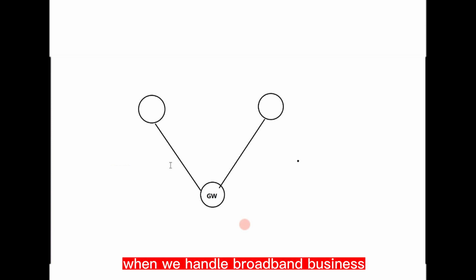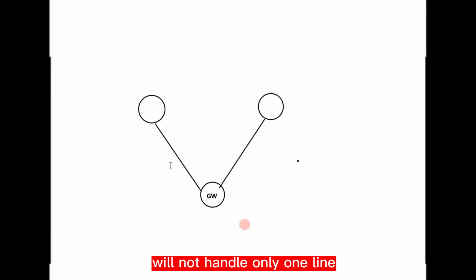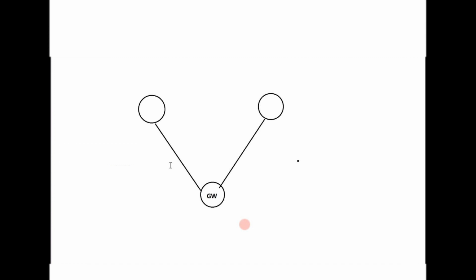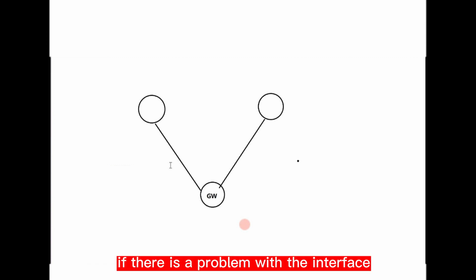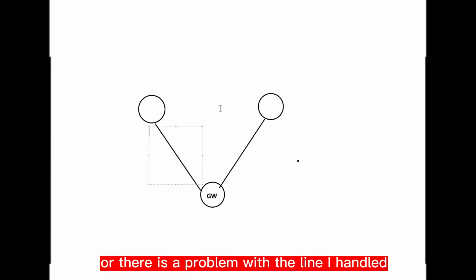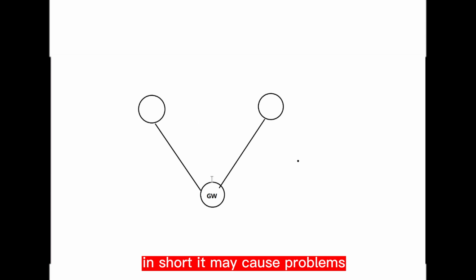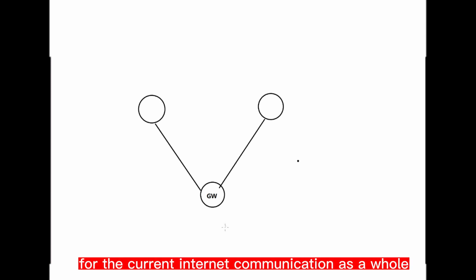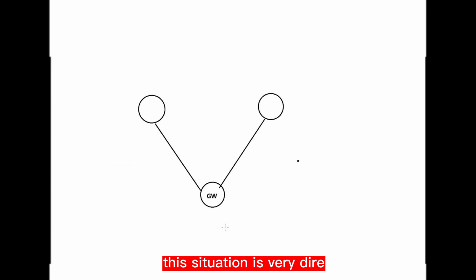When we handle broadband business, we'll not handle only 1 line, because it's called a single line. A single line is prone to a single point of failure. If there is a problem with the interface between the operator and me, or with the interface of this export device, or with the line I handled, it may cause problems with the current line handled by the company. For the current internet communication as a whole, this situation is very dire.